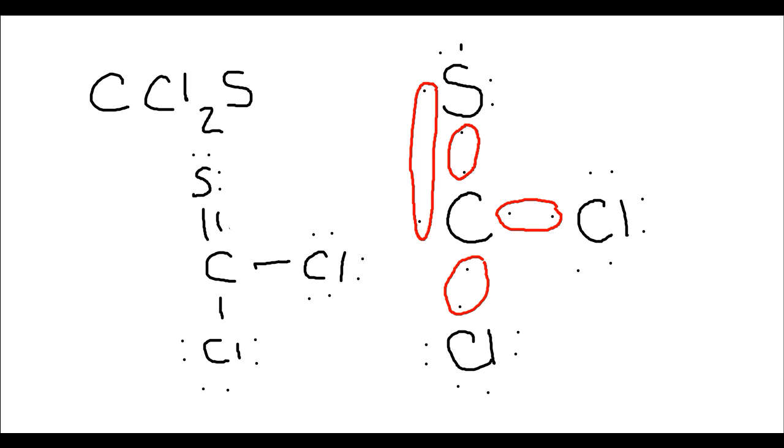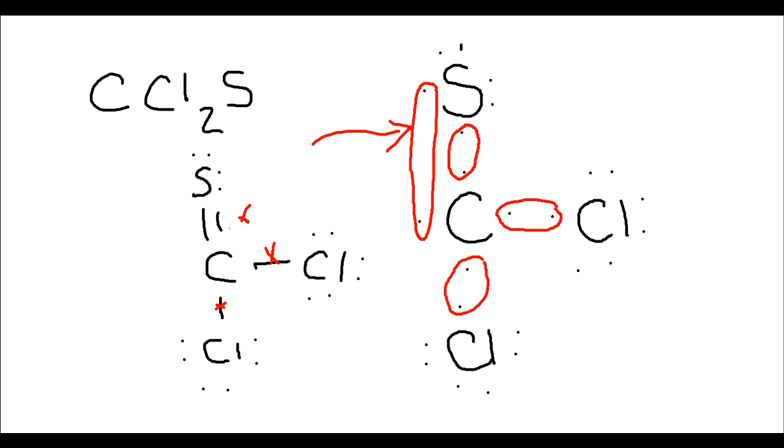So we end up with this Lewis structure where carbon has a single bond here to the chlorine, another single bond here, but it's got a double bond to the sulfur because it's sharing those 2 electrons.